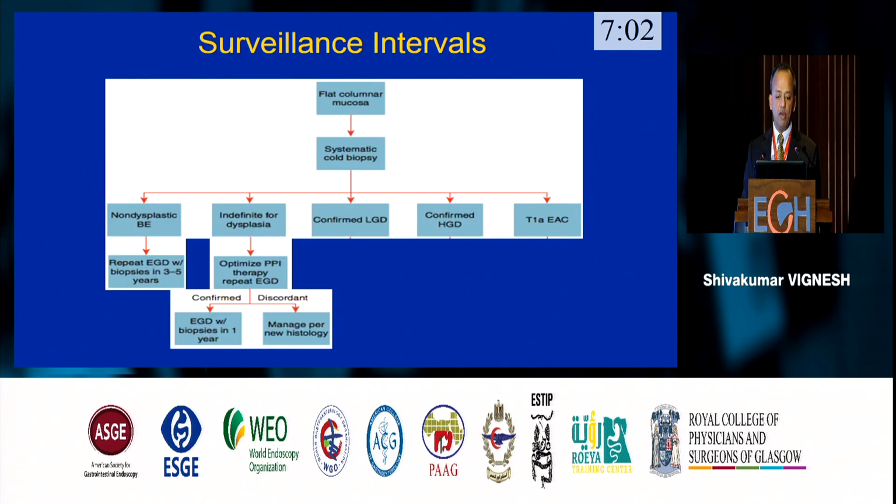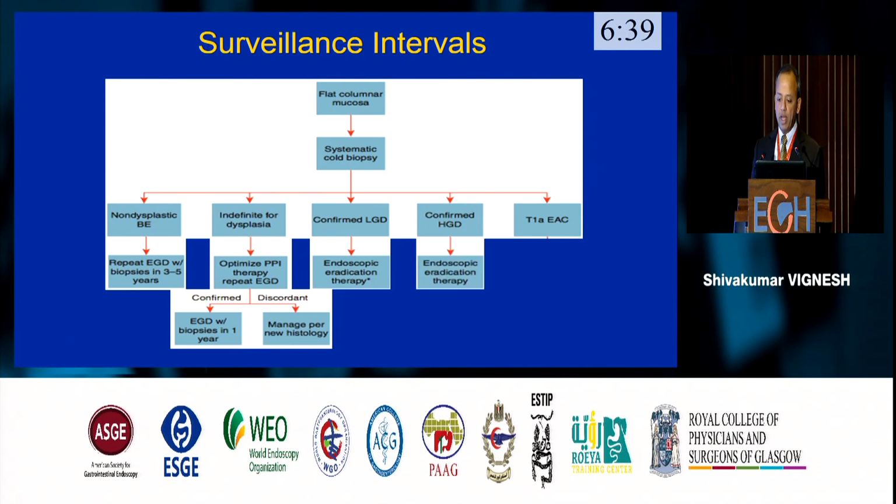So to recap, if you have flat columnar Barrett's mucosa, you do the cold biopsy as we discussed, and if your histology shows non-dysplastic Barrett's, repeat EGD in 3 to 5 years. If it is indefinite for dysplasia, optimize PPI therapy, EGD in 1 year, and if it is again indefinite, or manage according to the new histology. For confirmed low grade, confirmed high grade, and confirmed T1A intramucosal cancer, endoscopic eradication therapy is recommended.